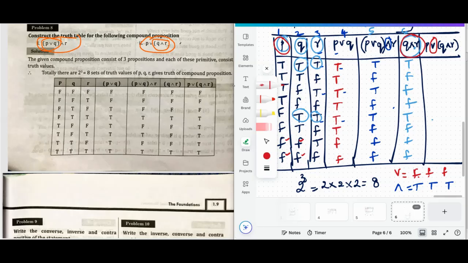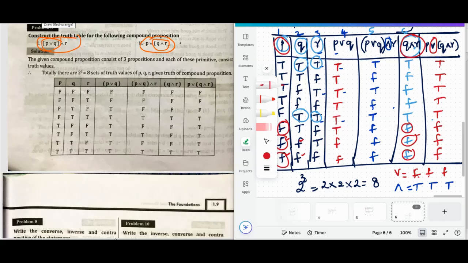It is F and F, it is F. So we'll prove for F and F it is F. We'll just check out. So do we have F and F? Yes, we have here F and F, it is F. Then next F and F we have F. Then F and F we have F. So the remaining all the values will be T. All the remaining values are T and T.